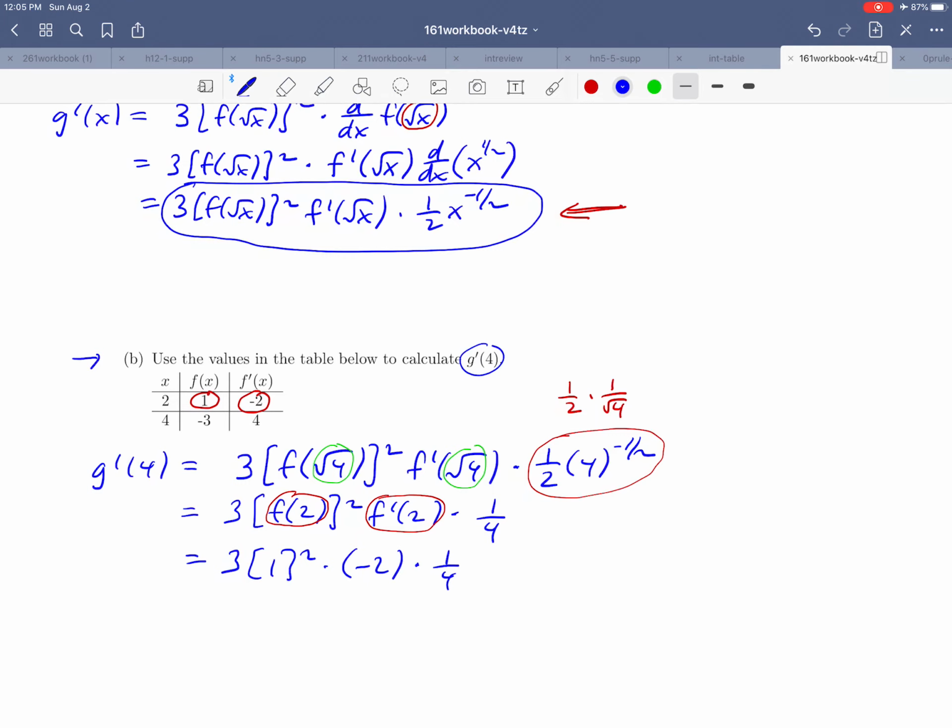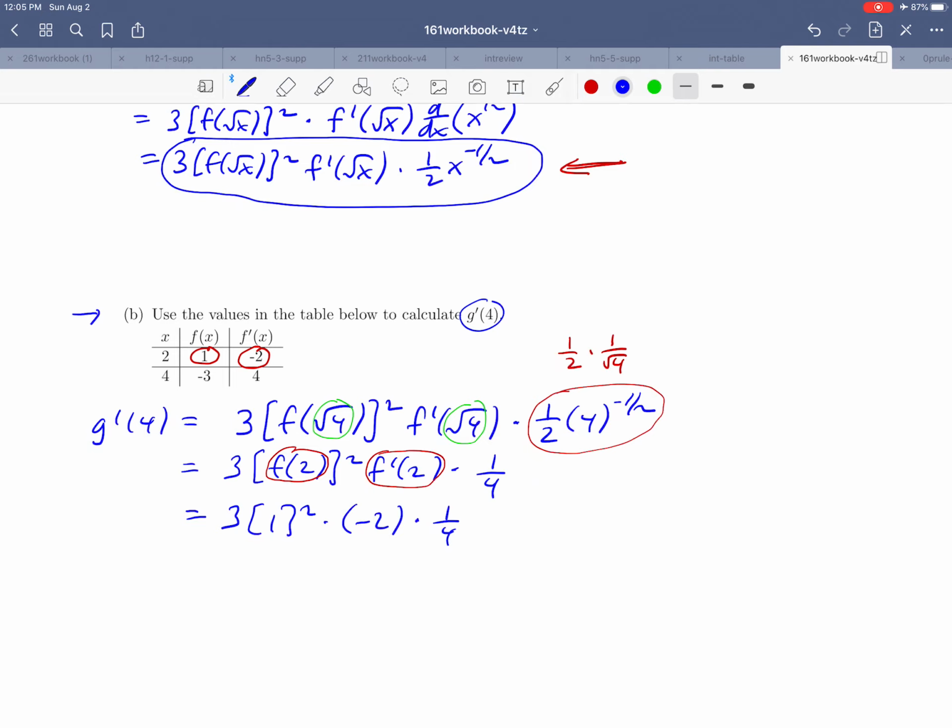So we've broken this down into numbers, and last thing to do is just simplify and see what we get here. So 3 times 1 squared is 3 times negative 2 is negative 6. And finally, multiply those fractions, we get negative 6 over 4, which simplifies to negative 3 over 2, and that is our answer.